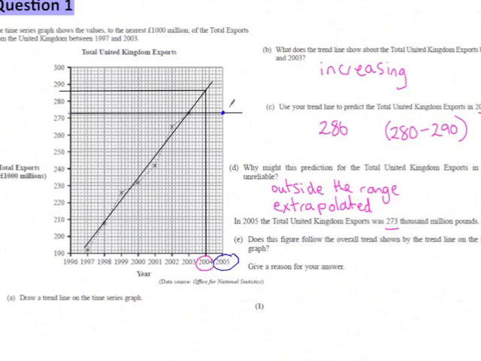No, you can see here that if the trend line continues, you would expect the values to be up here. The value of 273 is much lower. So, does this figure follow the overall trend? No. Why? Because it is below the trend line, and in this case, significantly below the trend line. It's very far away from the trend line here.